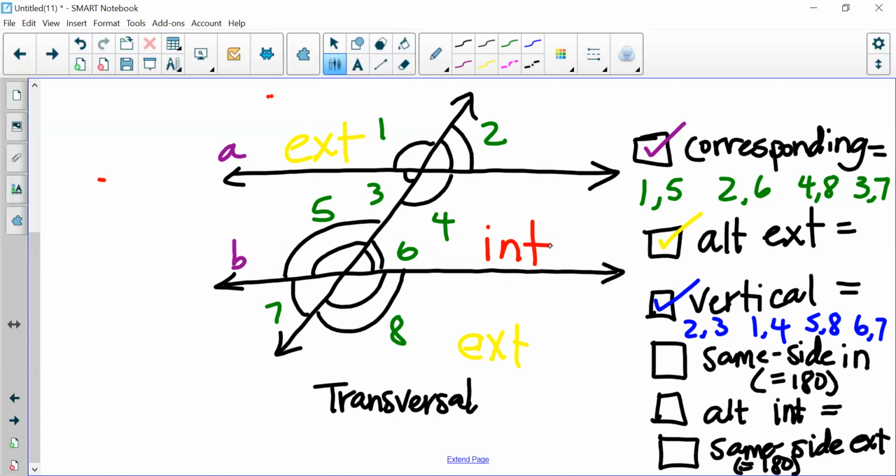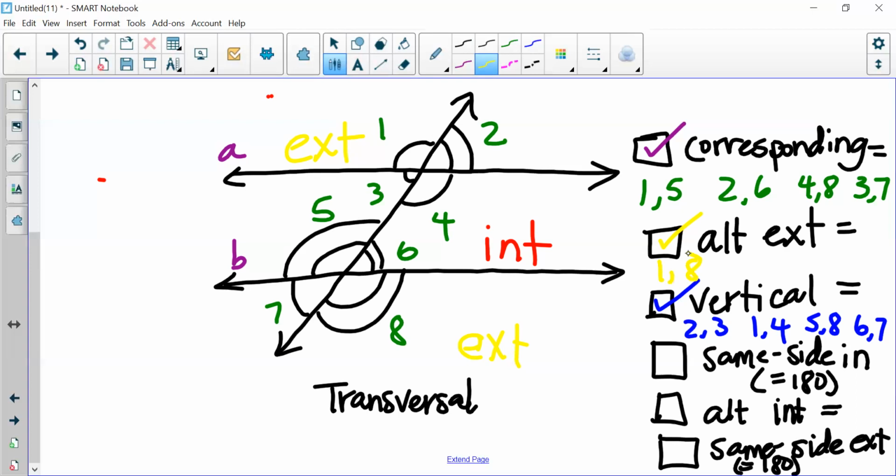Y'all look, are 1 and 7 both on the same side of the transversal? So are they on alternating sides? No, that's why it can't be 7. Good, 8. Y'all look, here's your transversal, right? Angle 1 is on the exterior, angle 8 is on the exterior. But angle 1 is on the left side of your transversal. Angle 8 is on the right side of your transversal. Y'all, that's alternate exterior. Remember, alternate means they're on opposite sides or two different sides. Okay? So 1 and 8.